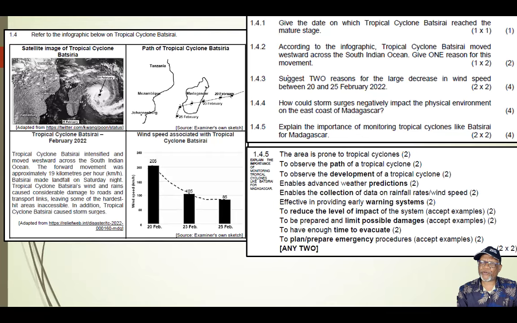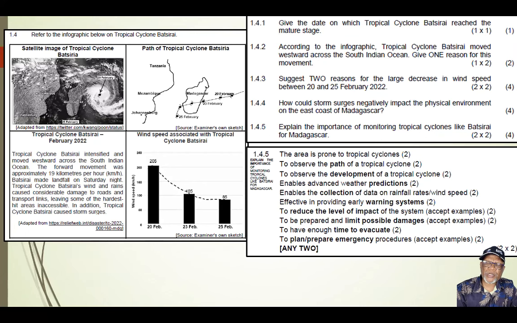So now you have to decide why tropical cyclones move westwards. You have to use your information on tropical cyclones, that they move from east to west because they are driven by tropical easterlies. Suggest two reasons for the large decrease in wind speed between 20 and 25.